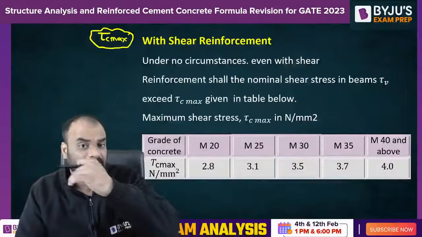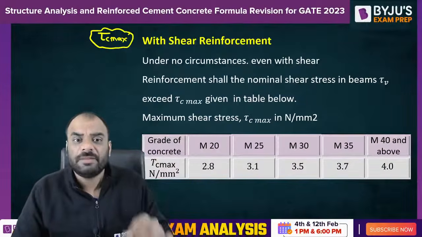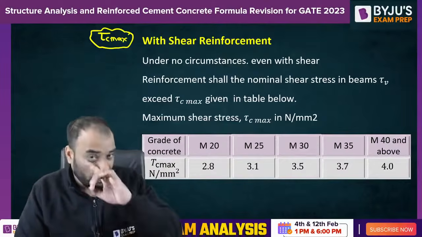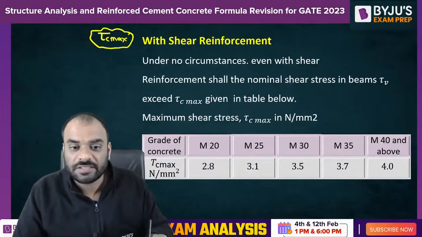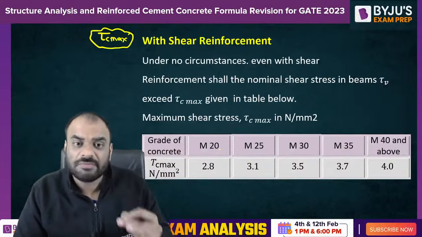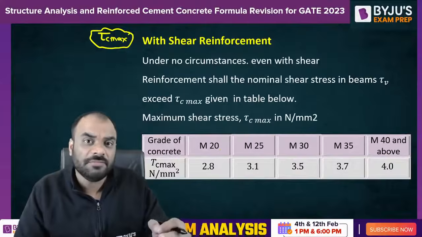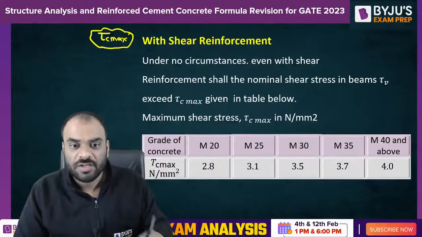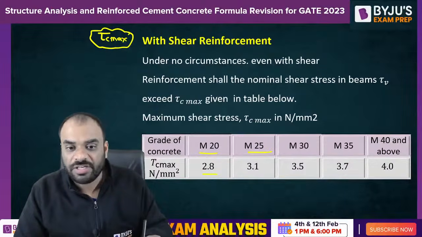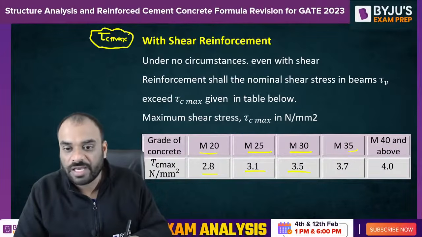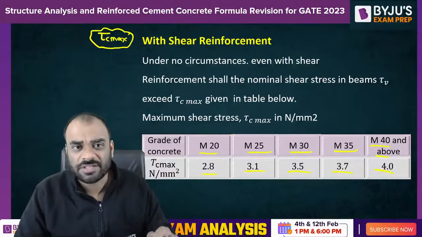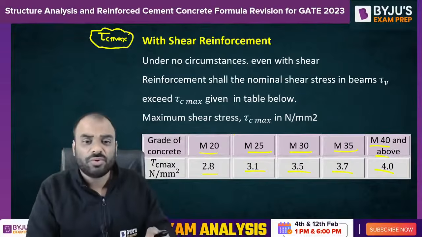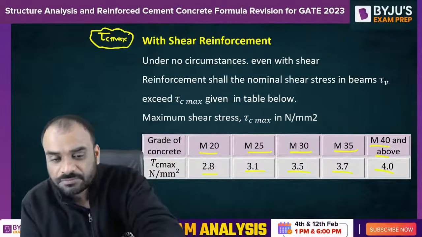Okay. Next thing is tau c max, which will depend upon the grade of concrete only, right? Only grade of concrete, not on grade of steel. So guys, tau c max is basically the maximum shear strength of the beam with shear reinforcement, right? So for M20 it is 2.8, M25 3.1, M30 3.5, M35 3.7. For M40 and above it is 4. Again guys, these values are generally provided in the GATE examination itself or in the question itself, right? You don't have to remember it.